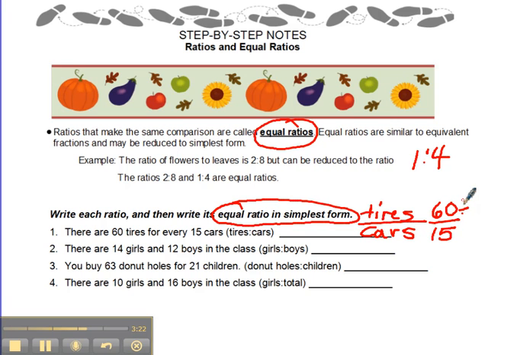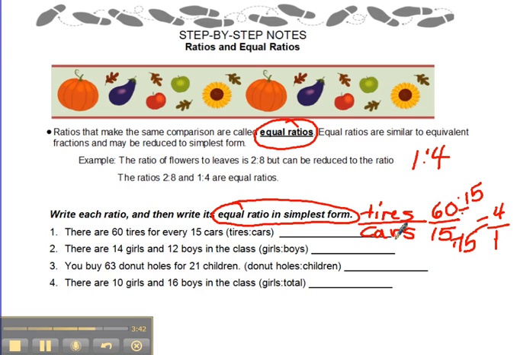15 goes into both, so divide by 15 on both the top and the bottom. And you get a ratio of 4 to 1. And doesn't that make sense? Aren't there 4 tires for every 1 car?